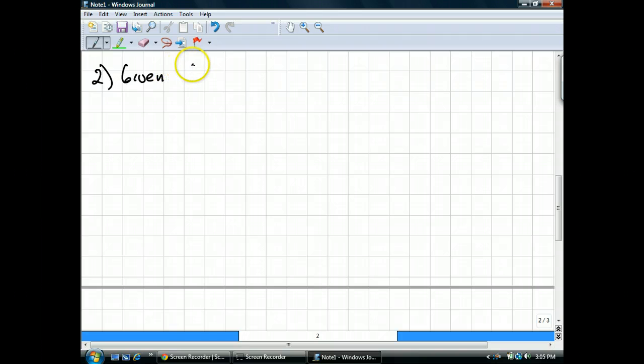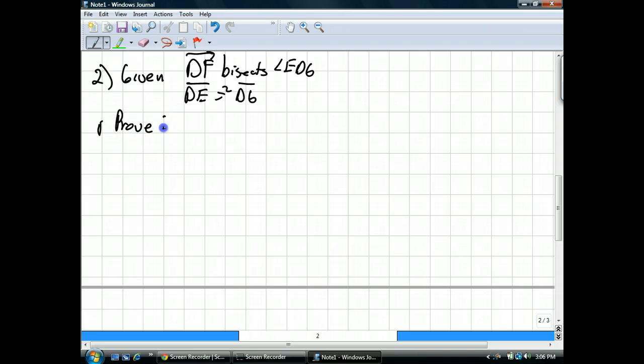Given: ray DF bisects angle EDG, and segment DE is congruent to segment DG. Prove that angle E is congruent to angle G. And then we're using this picture right here.